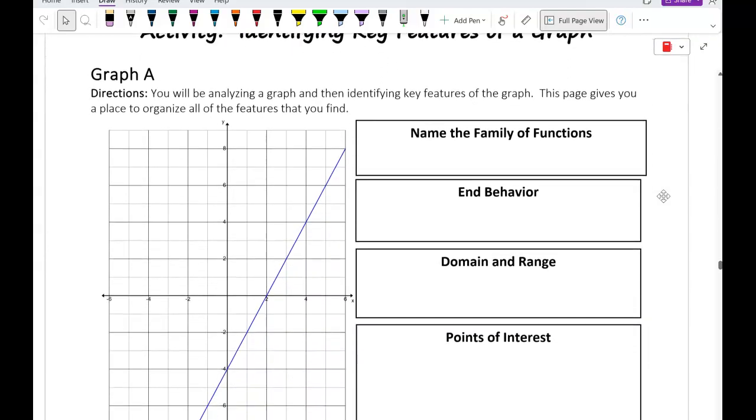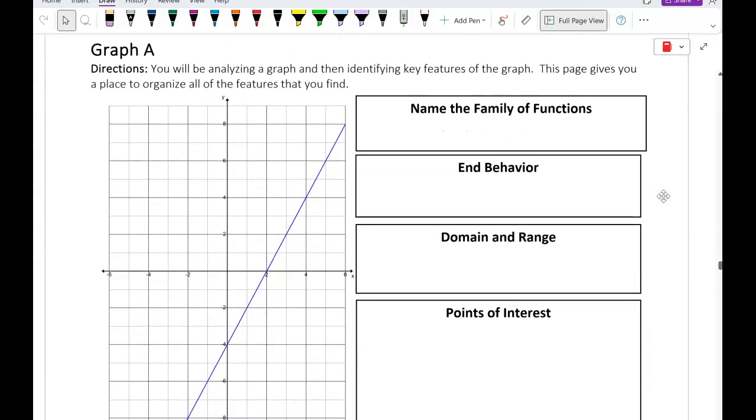So we're going to turn the page and we're going to start with graph A here. What is the name of the family of functions for this first graph? Just looking at the shape of the graph, what type of function are we talking about here? This is the linear function. It's a straight line. So we should be able to recognize graphs based on their shape. So this would be a linear function.